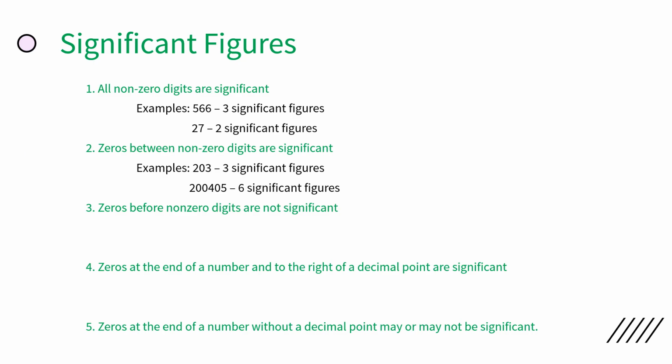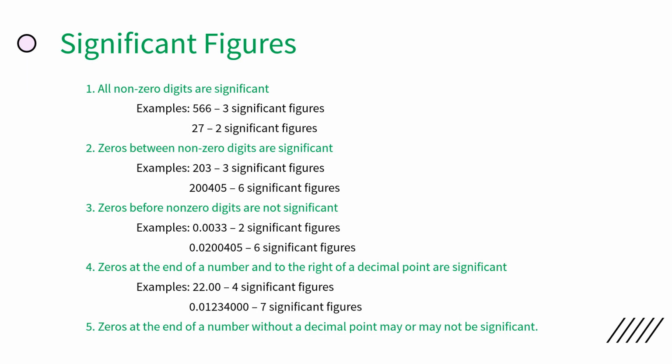The next rule, we have zeros before non-zero digits are not significant. So for example, we have 0.0033 has only 2 significant figures. And this number has 6 significant figures. The fourth rule, we have zeros at the end of a number and to the right of a decimal point are significant.